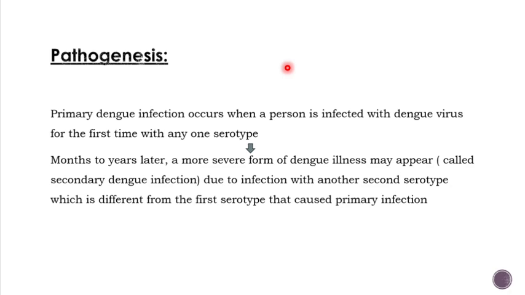The same person, after months to years, if bitten by an Aedes aegypti mosquito carrying another serotype of dengue virus, will get a more severe form of infection, that is secondary dengue infection. Understood, right? Primary dengue infection means initial infection with any one serotype of dengue, whereas secondary infection means that after several months or years, the same person is infected with another serotype of dengue virus.